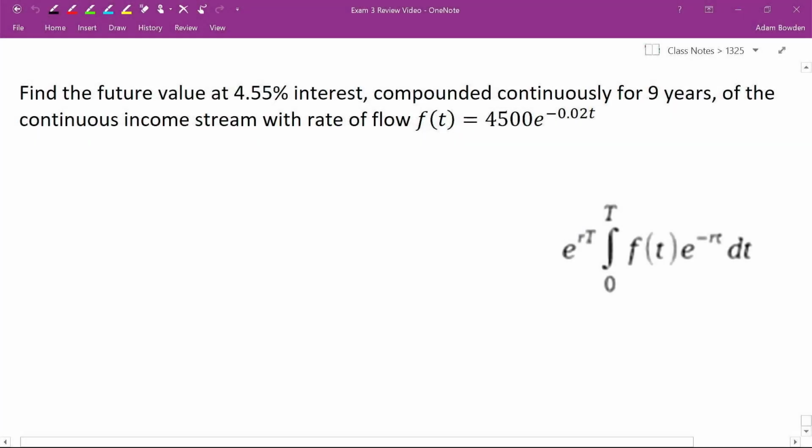Okay, and this next one it says to find the future value at 4.55% interest compounded continuously for 9 years of the continuous interest stream with a rate of flow of f of t equals 4500 e to the negative 0.02 t. Okay, that's a mouthful. But here's our formula, which is another integral formula. By and large, though, all we're going to do is just plug the numbers into the formula.